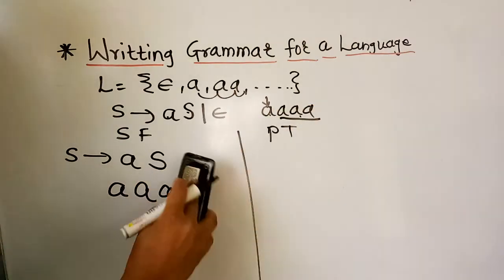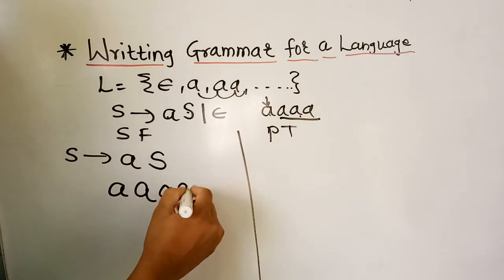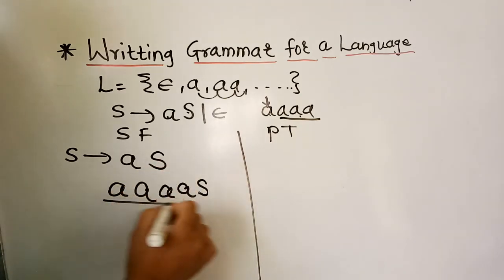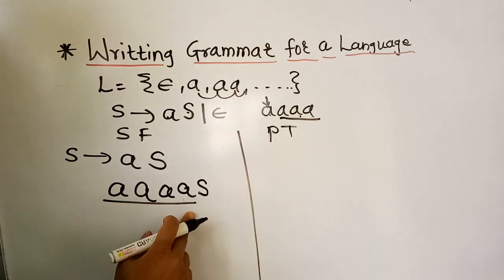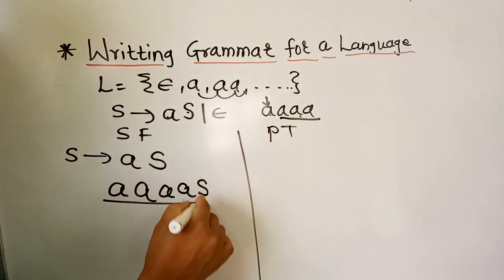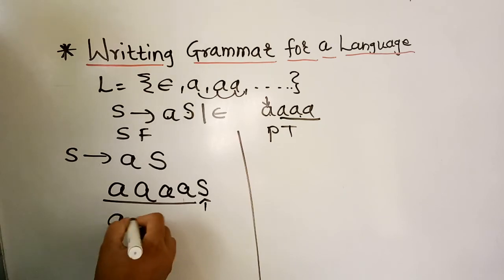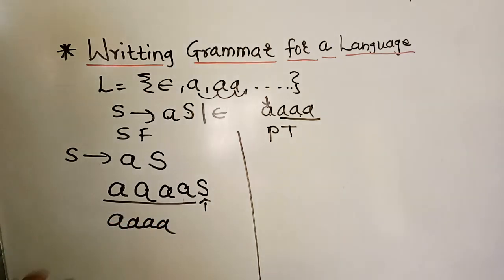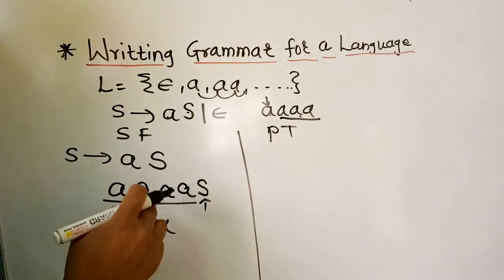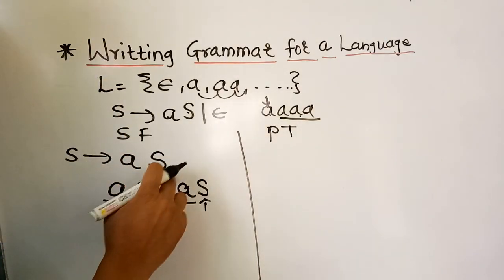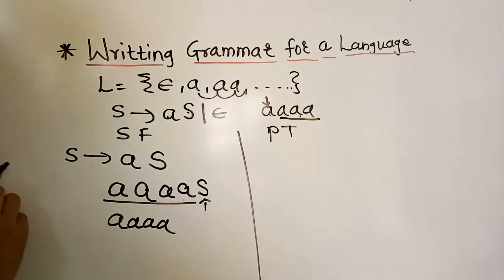For the last A, we will again replace S with A, that is AS. And finally, we have achieved up to our N, that is, 4 times A is achieved. Now S will be replaced with epsilon. So it is AAAA. So this is the sentential form to generate a string from the yield of a grammar.